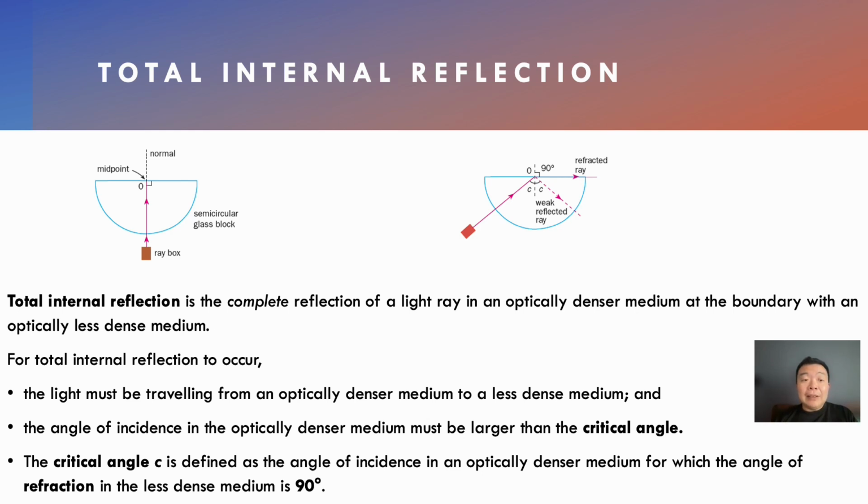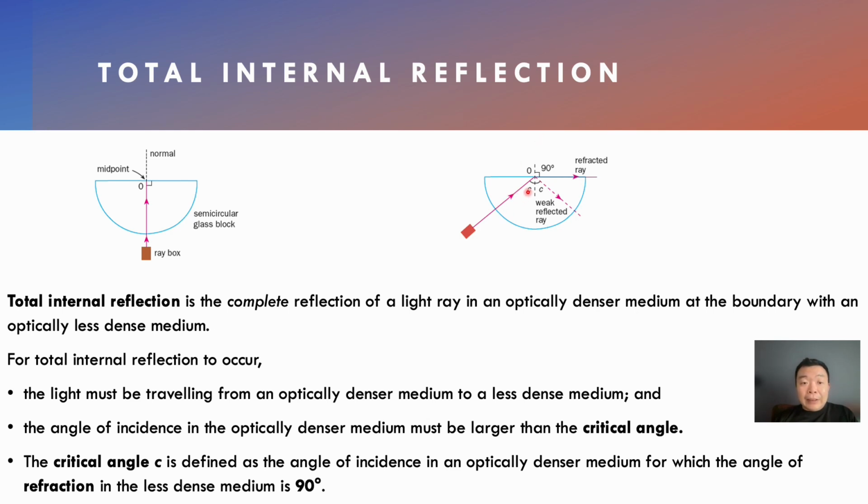Now, I mentioned critical angle. The critical angle is defined as the angle of incidence in an optically denser medium for which the angle of refraction in the less dense medium is 90 degrees. Now, take a look at this diagram. This diagram shows a light ray traveling in glass, an optically denser medium compared to outside, which is air.